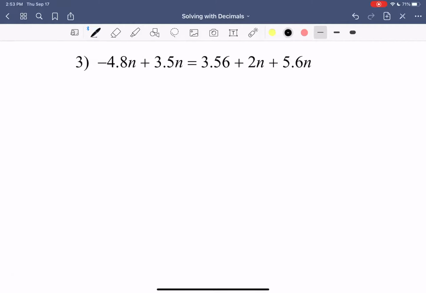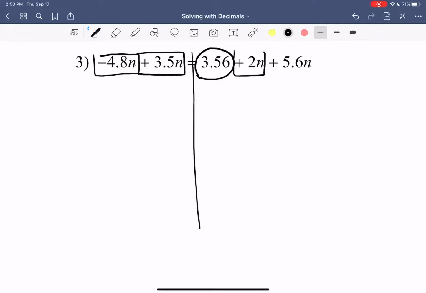Again, circling constants and boxing variables. So our first question is to ask if we have like terms on the left and the right, and we see here we have a box and a box, so both variables. So we're going to take the coefficients and combine them without changing any signs. So negative 4.8 plus 3.5 is going to give us a negative 1.3n.